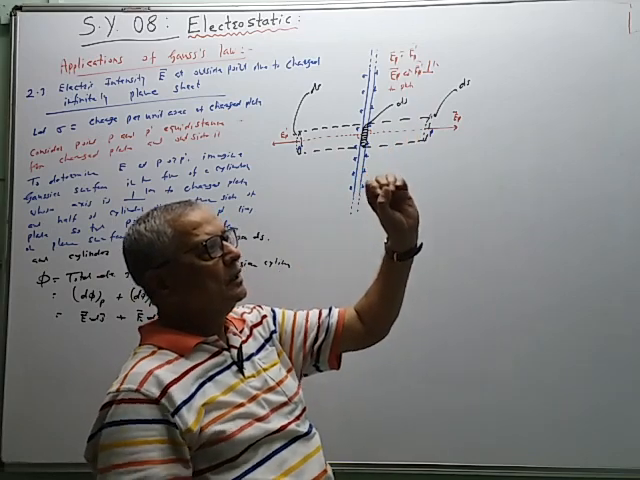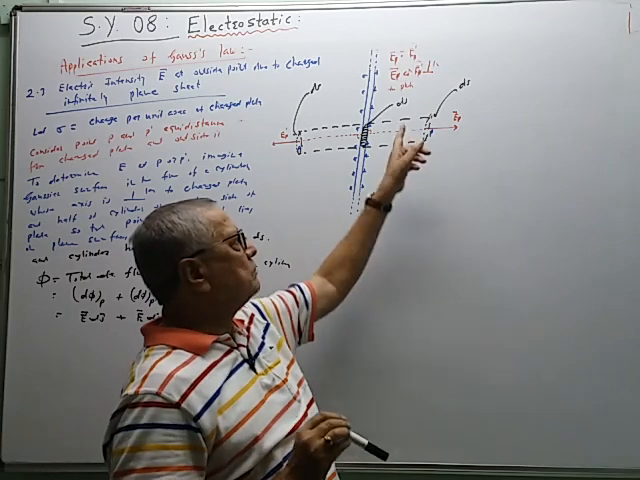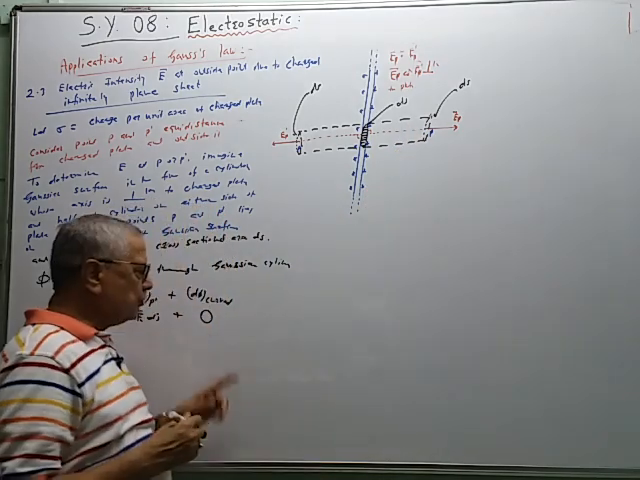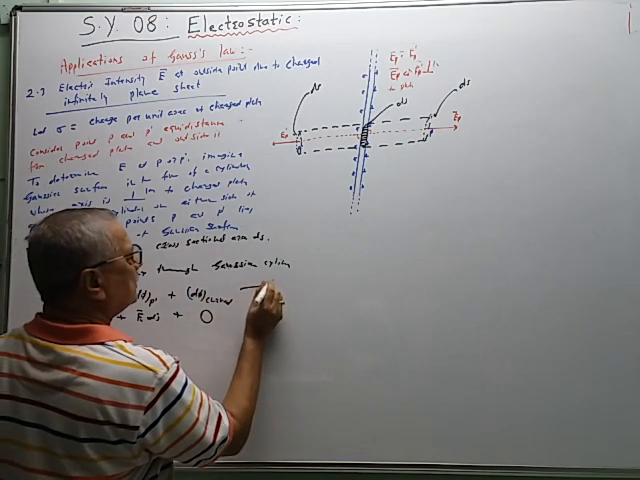The lines of force start from here like this. So lines of force are parallel to the curved surface of the cylinder, and therefore no electric lines of force are passing through. So that is the reason the value is taken as 0.